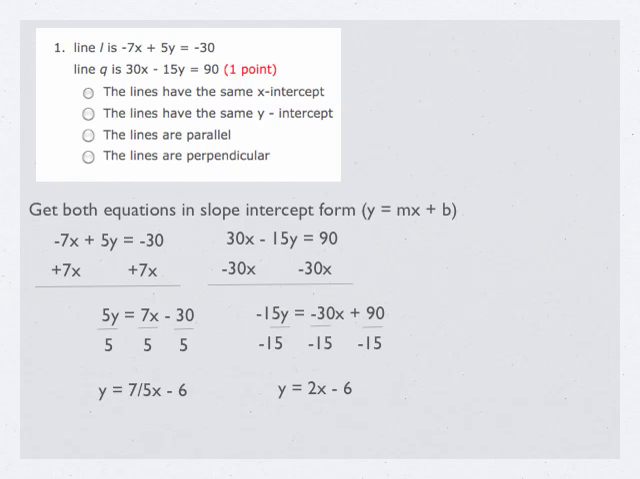Now, I can clearly see that the slopes are not the same, so they're not parallel. I have 7/5 and 2, and they're not the reciprocal of each other, so they're not perpendicular. But you should notice that they do have the same y-intercept, and that would be the right answer.